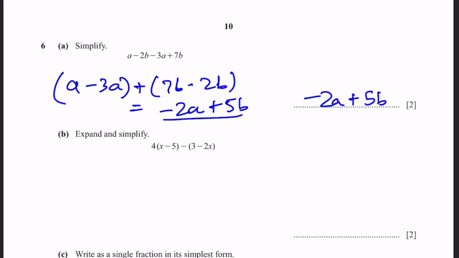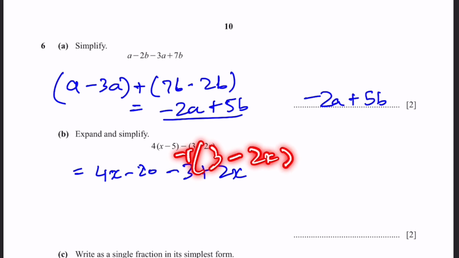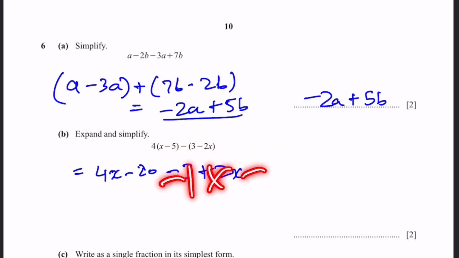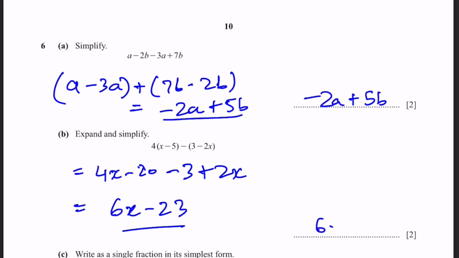Expand and simplify 4 times x minus 5 minus 3 minus 2x. So that's going to be 4x minus 20, expanding the first bracket, and then minus 3 plus 2x, expanding the second bracket. Remember that this minus is basically a minus 1. So minus 1 times this, expanding it, we multiply these two, and we multiply these two. So minus 1 times minus 2x is going to be a positive 2x. That's why we got that. Now we can simplify this to get 6x minus 23. That's our answer.